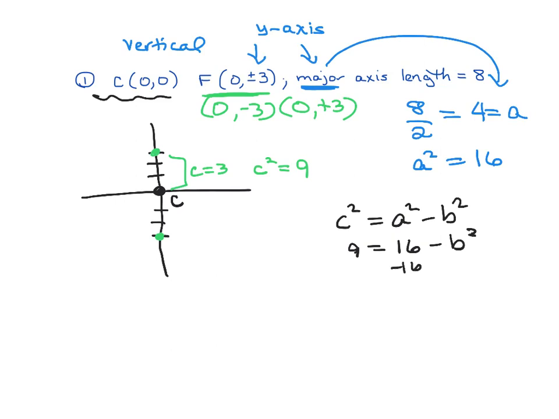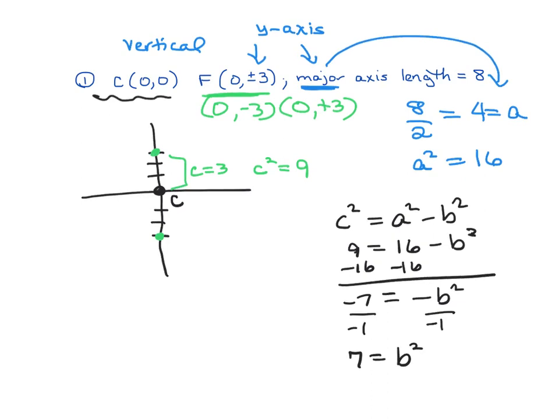And now I'm going to solve. I'm going to subtract 16. I get negative 7 equals negative B squared. Divide by negative 1. And B squared equals 7. Now at this point, I'm not going to square root it.